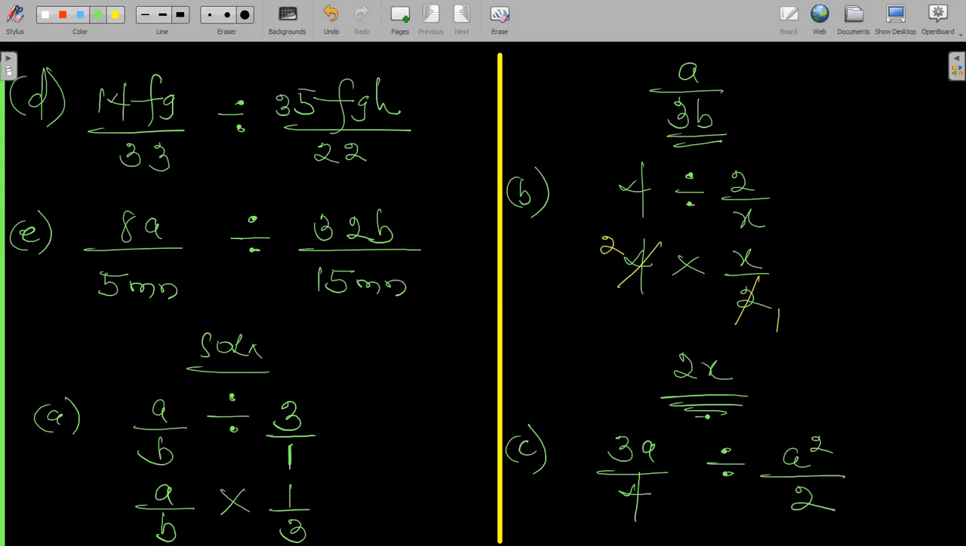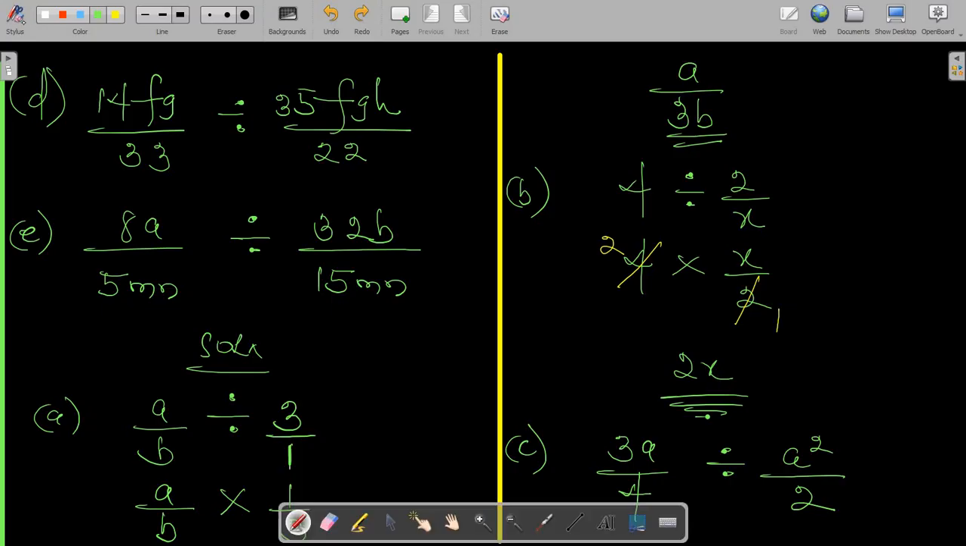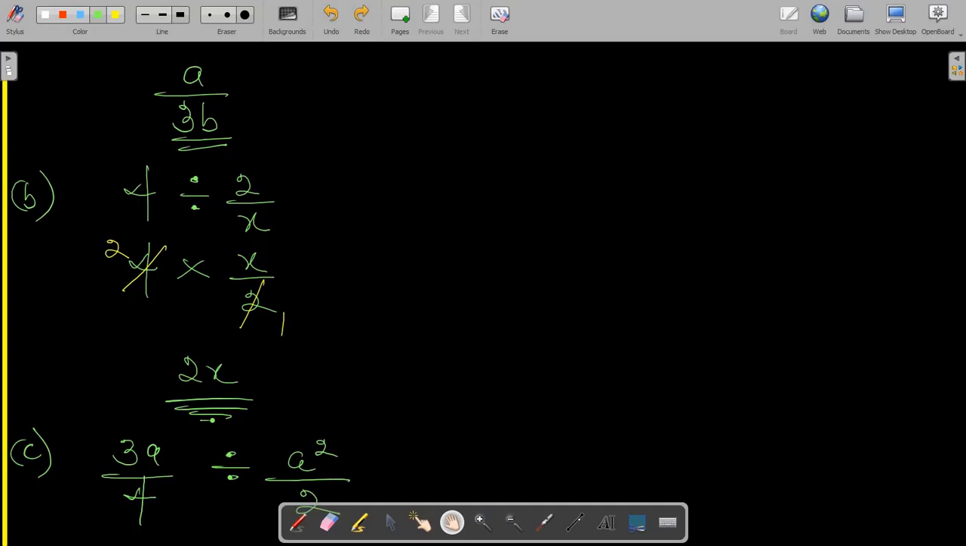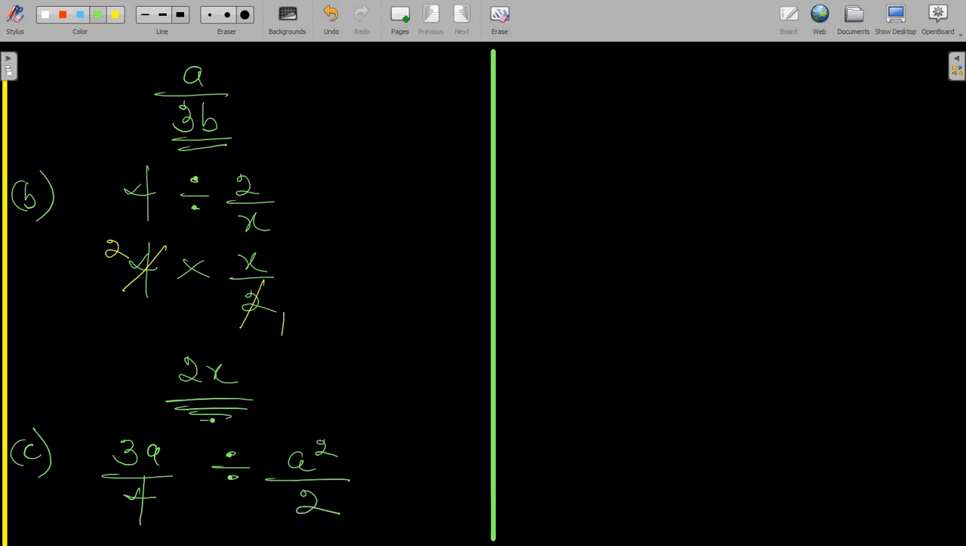So let's go on again. Don't forget to change the division sign. After changing, then you flip the expression in front of it. So I will have my work to become something like this. This is actually 3a all over 4, then this is multiplied by 2 all over a squared.